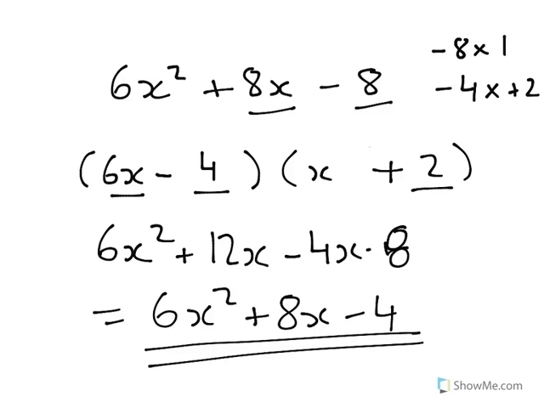So we know that we can factorize this expression to give us 6x minus 4 times x plus 2, and they are exactly the same thing. This expression is equivalent to the original expression, but this is called factorizing.